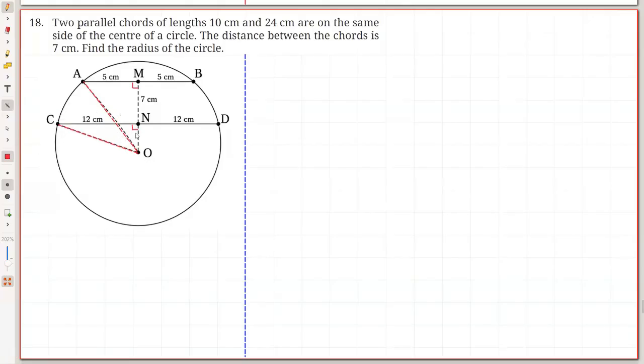So first, this distance is given as 7. I'm just going to take ON equal to x.